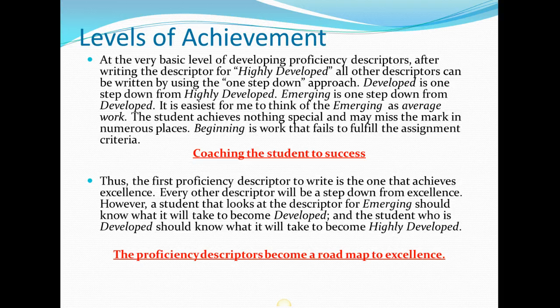So what we want the students to be able to do is to use these proficiency descriptors as a roadmap to excellence. If they look at their work and the instructor has clicked on that and the color has changed so that the student can see what they got, so let's say they got an emerging, then they ought to be able to look at the developed descriptor and determine what it is that they would need to do in order to become developed, and likewise step up to highly developed.